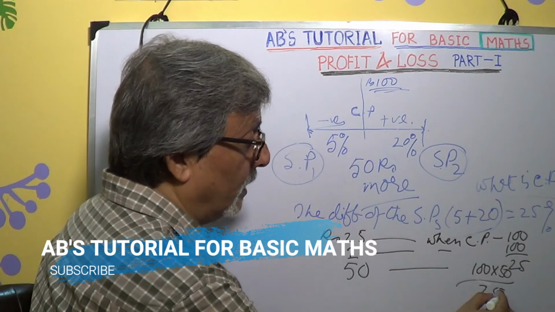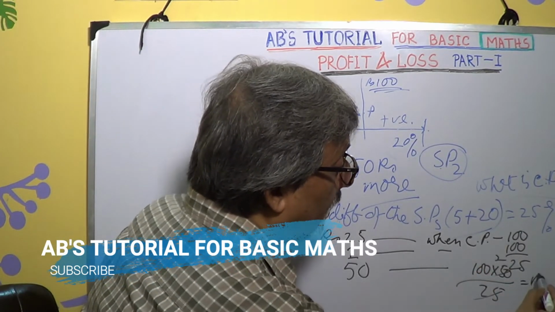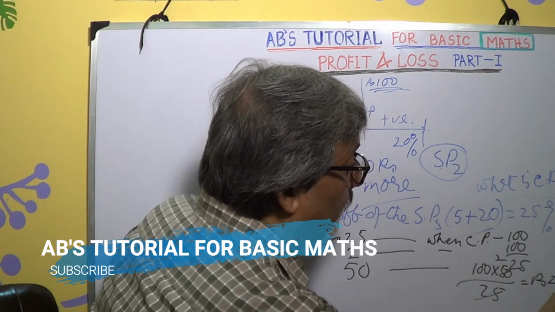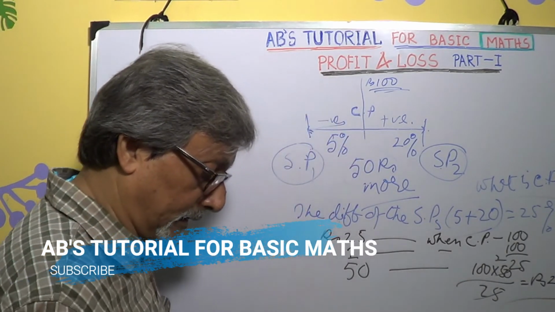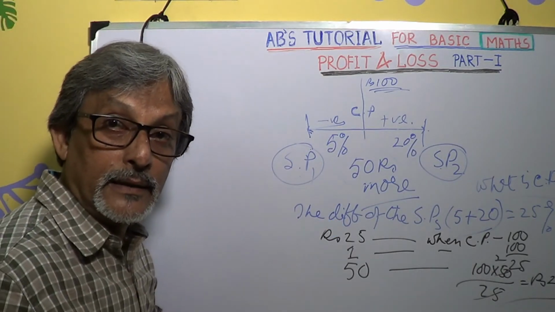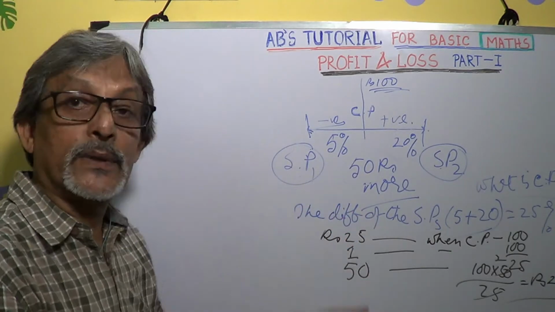This means if we cancel 25 and 50, this becomes 2. So rupees 200. Rupees 200 is the CP, the cost price of the article. Is it clear? In this way problems are set.